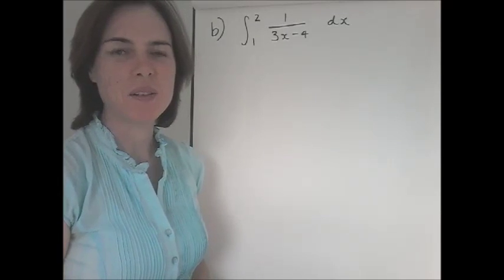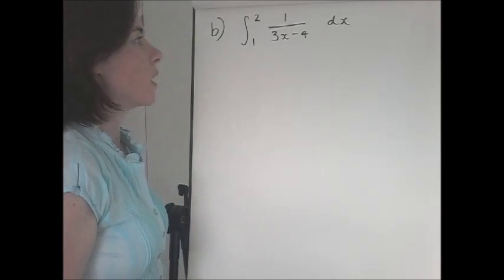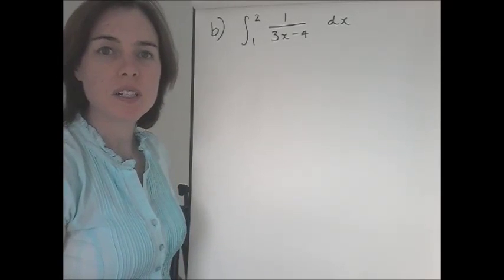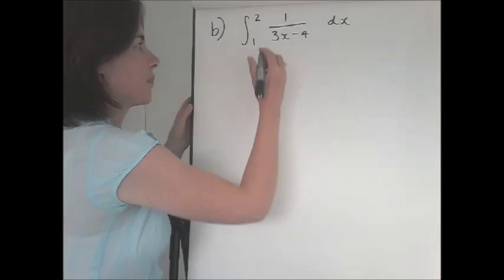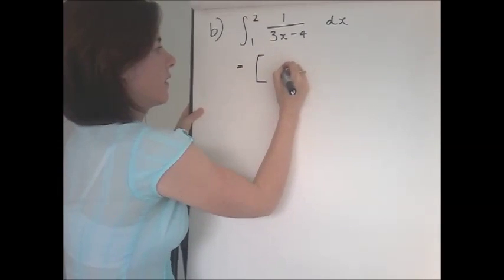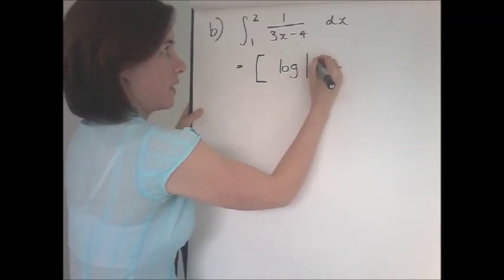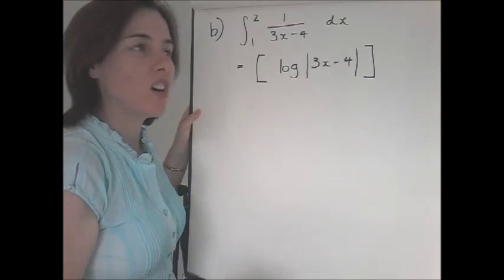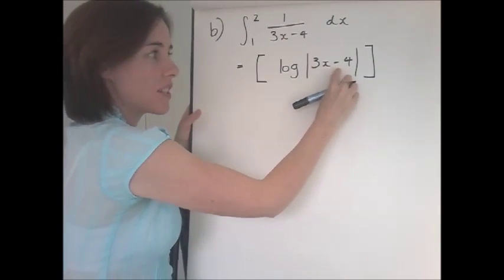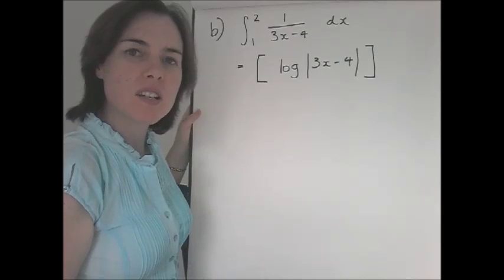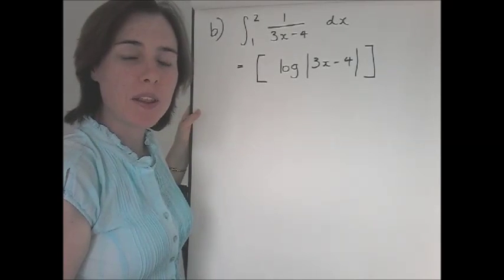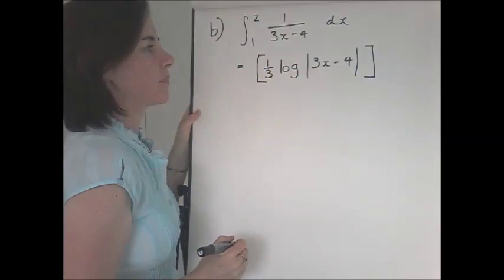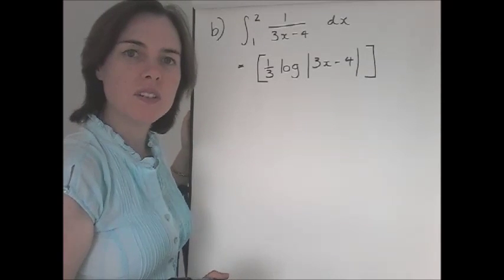And now in this question, we're asked to find the integral from 1 to 2 of the function 1 over 3x take 4. So we integrate it, and this one gives us a logarithm. It's the log of absolute value 3x take 4. But it's not just an x that's on the bottom here. It's a function of x. So since we're integrating, we need to divide by the derivative of that function, which is 3. So we've got to divide by 3. Okay? So that's what the derivative is.